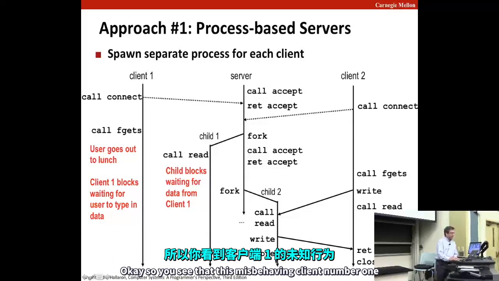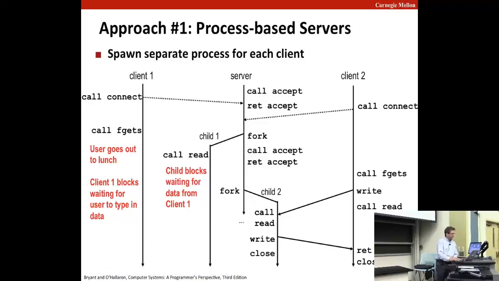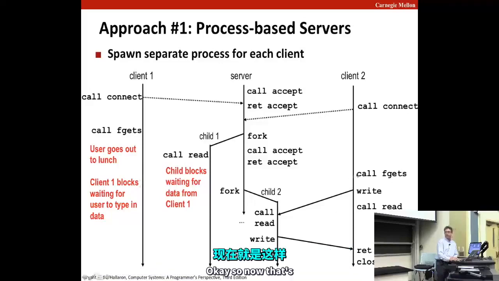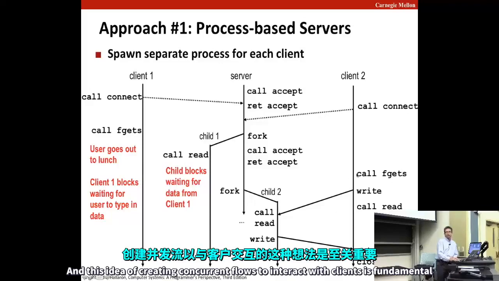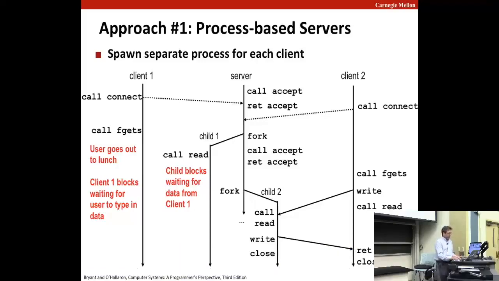Okay, so you see that this misbehaving client number 1, because we have concurrent flows interacting with all the clients, can't adversely affect other clients. And this idea of creating concurrent flows to interact with clients is fundamental. You have to do this in order to have a working server implementation.